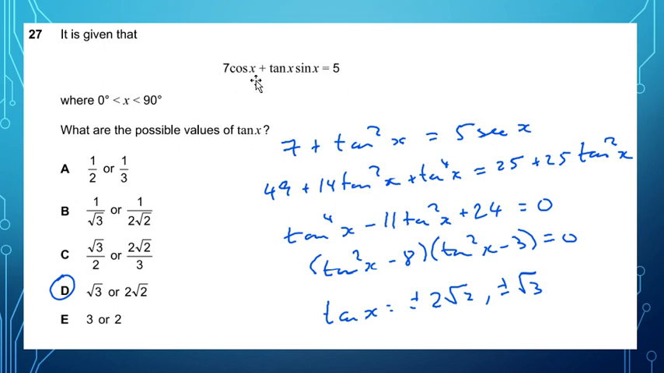Next. So we've got to solve this trig equation. We're told that x is acute. What are the possible values of tan x? Okay, so how are we going to do this? Well, divide everything by cos, we lose cos in the first term, we've got tan times sine over cos. Well, that's just another tan, so it's tan squared equals 5 over cos, and 1 over cos is sec.